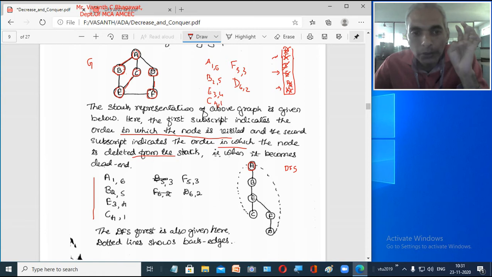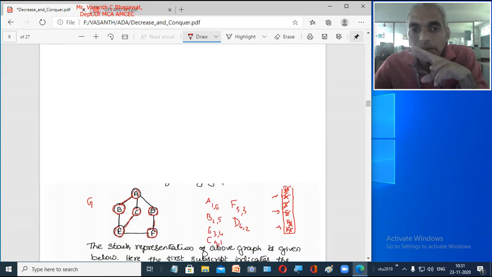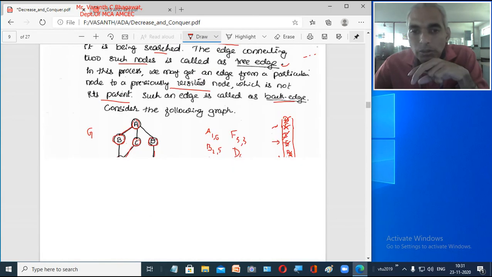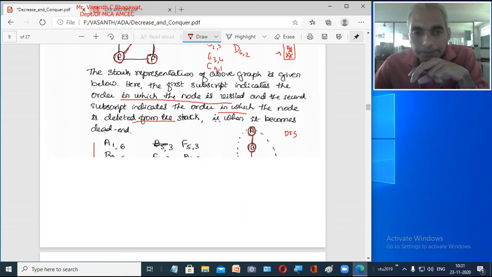From A you went to B. So draw another node B and connect it with a line. Now this is your tree edge, right? We told that we have 2 types of edges. When you are constructing the DFS forest, you will be getting 2 types of edges. One is called the tree edge, the other one is the back edge. Now you connect from A to B, which is called a tree edge, right?